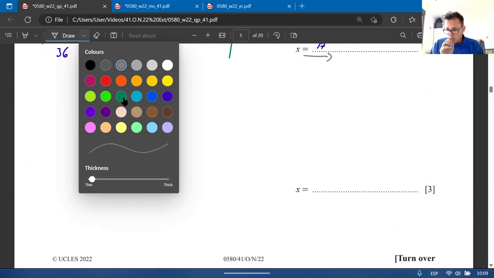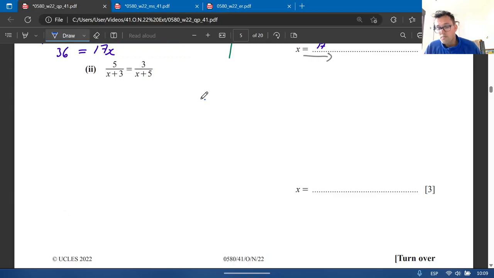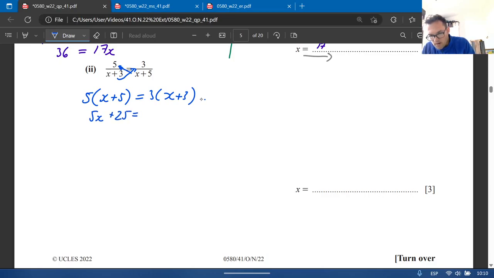Okay, well, this question, it's the same thing. I'm going to get rid of the fractions by multiplying by x plus 5 on the other side. So basically, it's going to the top. So the 5 stays there, we're going to multiply it by x plus 5. 3 stays here, we multiply that over there, so that becomes x plus 3. Expand the brackets, 5 times x is 5x, 5 times 5 is 25, 3 times x is 3x, 3 times 3 is 9.